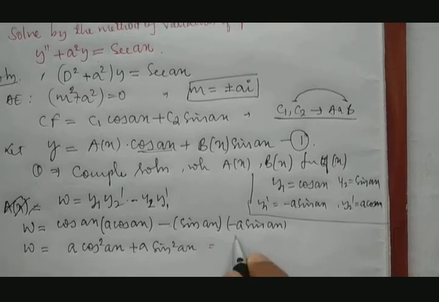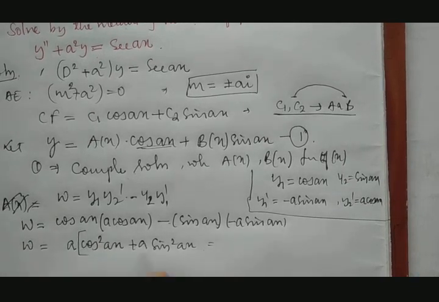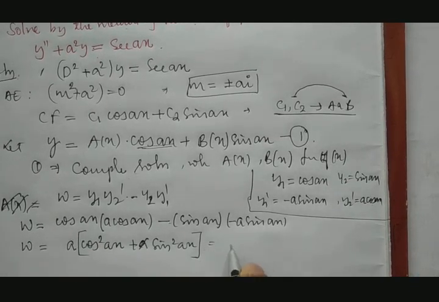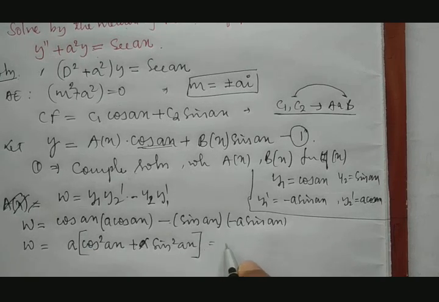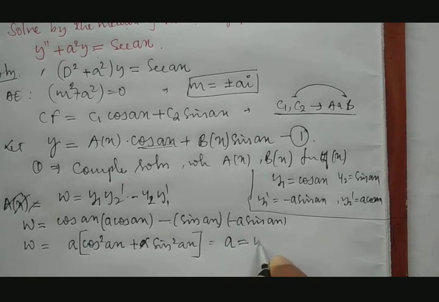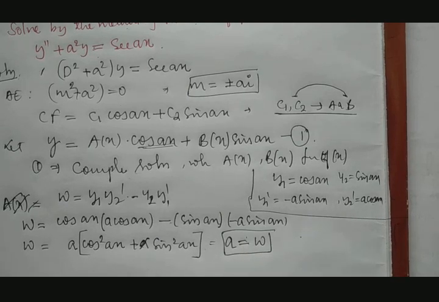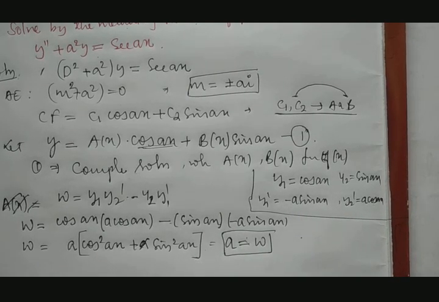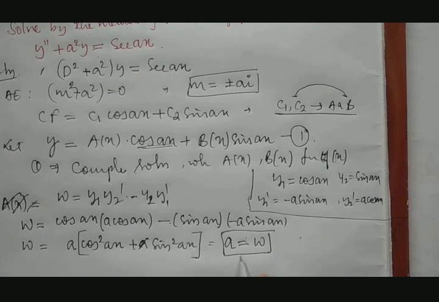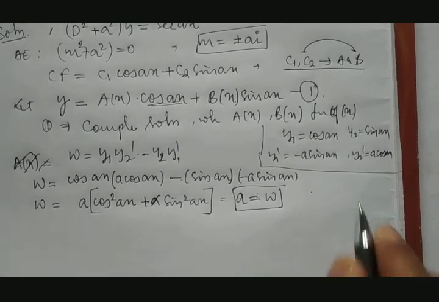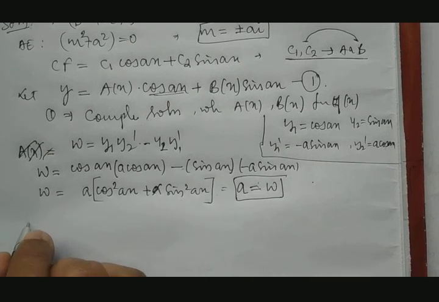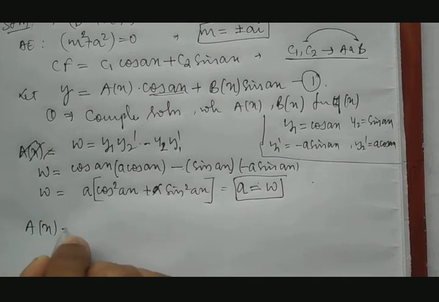From here, if we take a common, then sin square plus cos square is equal to 1. Therefore W is equal to a, which is not equal to 0. Therefore the value of the Wronskian is a here. Okay, so let us go to the calculation of A of x and B of x.